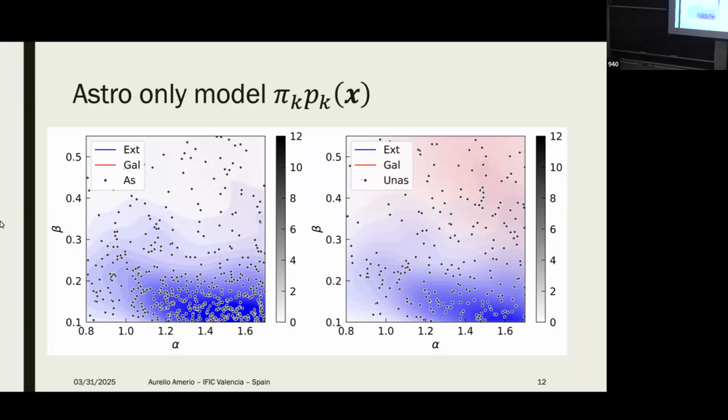So the black dots are the measurements, but of these objects over here, we don't know what they are. So these are the unassociated sources. And to these, we fit our mixture model. And what's the pink and blue?